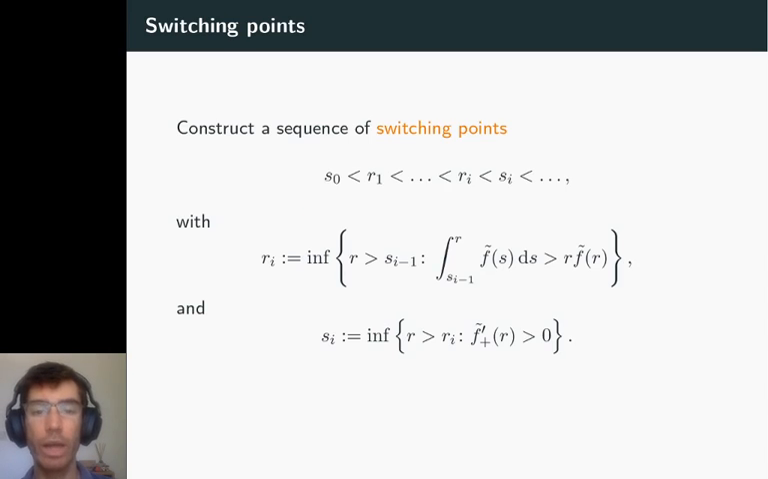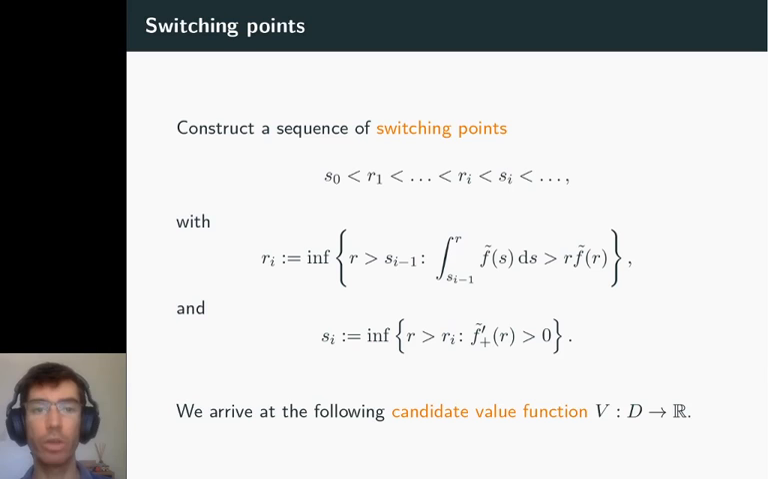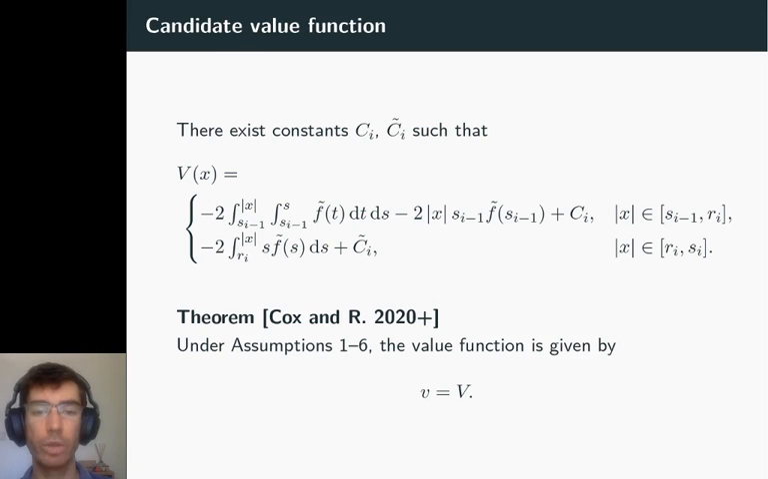Now, continuing in this way, we can construct a whole sequence of switching points up until leaving the domain, and you can see the form of the switching points Ri and the switching points Si there for any cost function that satisfies our assumptions. And so, having found the switching points, we can solve the system of ODEs to construct a candidate value function that I'm calling capital V. And for some constants C that we can write down explicitly, we find that the candidate takes this form here. And we're able to prove that this is indeed equal to the value function for this control problem.